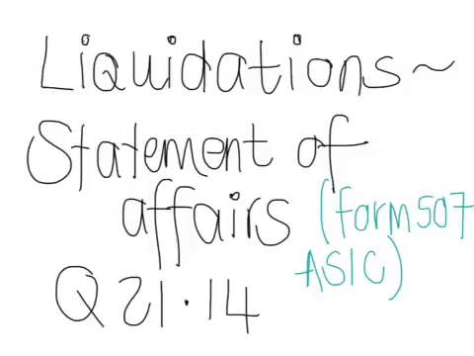Statement of affairs is done based on Form 507, which is available on ASIC's website, and it's prepared by the liquidator to estimate the realizable value of a company's assets and to assess whether there will be any surplus or deficit on liquidation. So it's basically a document that the liquidator draws up at the start of the process when a company is in the process of winding up, to get an idea of whether there will be sufficient funds to actually distribute any money back to the shareholders once all the creditor claims have been settled.